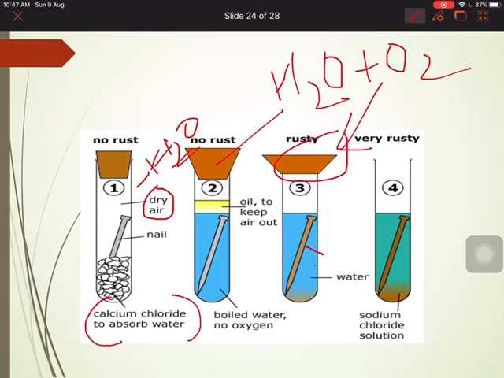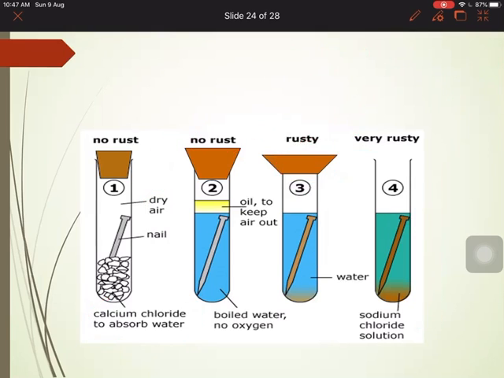So when the nail gets both of these two things, it rusts. And if we add some salt, sodium chloride, to it, the rusting will be even faster. So you can see that salty water is most harmful for your metal, as it gets rusted.